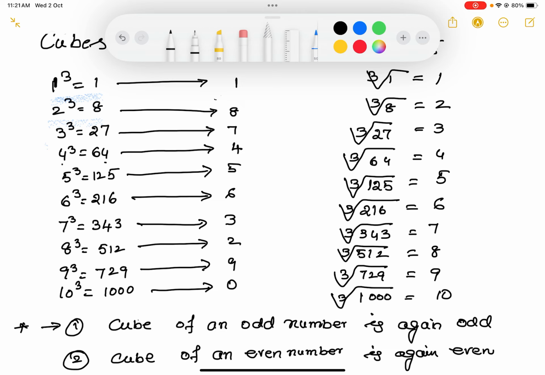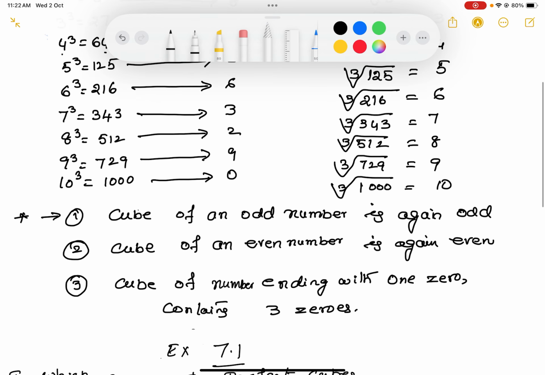The same story holds for odd numbers also. If you take 3, which is an odd number, or 1, which is an odd number, its cube is an odd number again. 5 cube is an odd number, 7 cube is an odd number, 9 cube is an odd number. These are the important things you have to understand, observe and keep in mind while doing the problems. So the cube of an odd number is again an odd number, and the cube of an even number is again an even number.